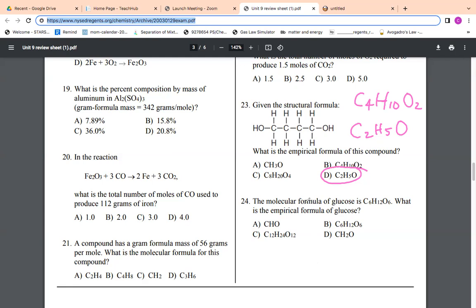Okay. Next, the molecular formula of glucose is C6H12O6, and we want to know the empirical formula. All of these are divisible by 6, so divide everything by 6. You'll see your new numbers are 1, 2, and 1. So rewrite everything, but again, you don't write 1. So we would really rewrite this as CH2O. And again, choice D.